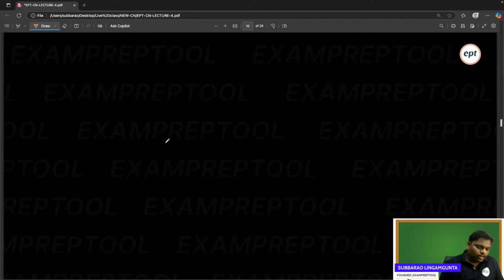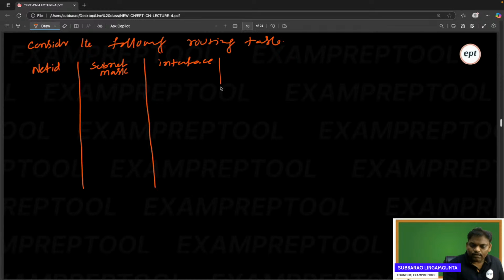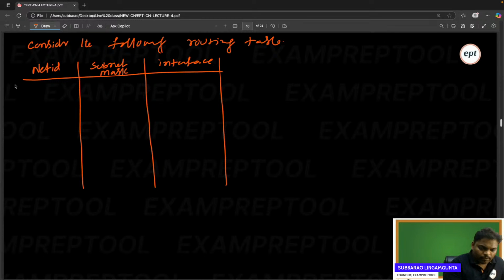Consider the following routing table. See how the routing table looks like: Net ID, subnet mask, and interface. These are the three things. Let's see one by one.